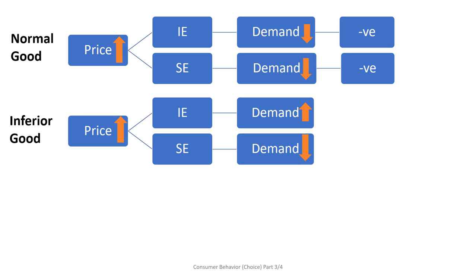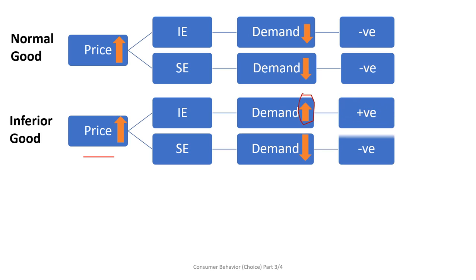Again, look at the direction of the arrow of change in demand due to income effect because of change in price. These are in the same direction. That means the income effect of a change in price in case of inferior goods is positive, whereas the substitution effect of a change in price is negative.